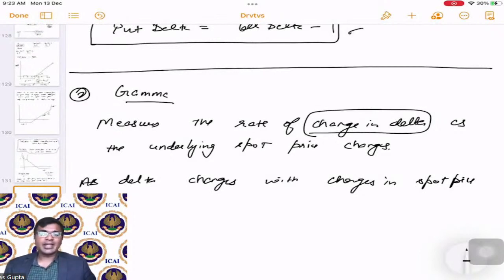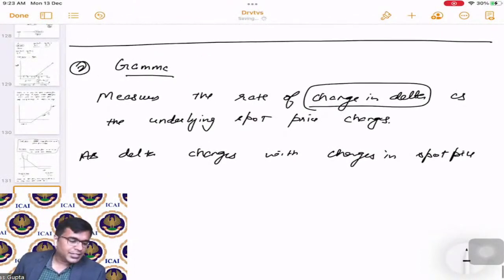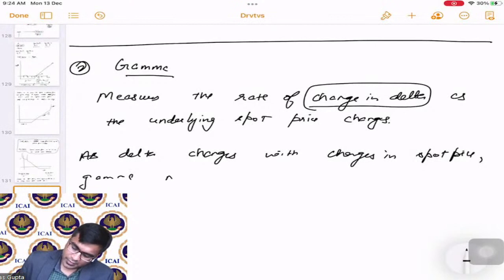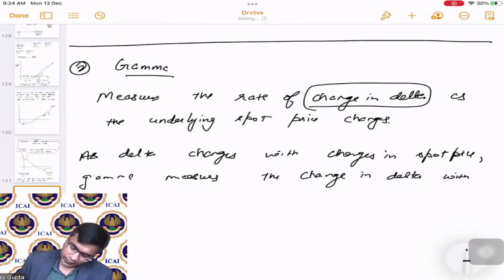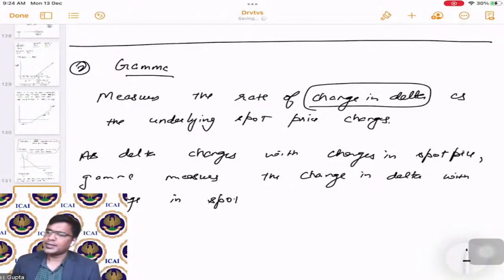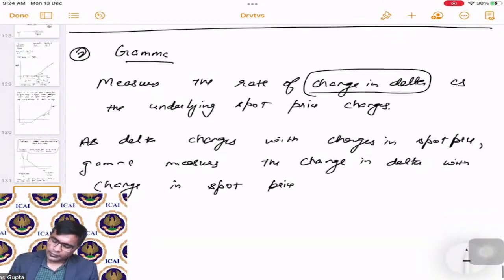Because if it is out of the money, it will be 0. If it is in the money, it will become 1. If it is at the money, it will be slightly 0.5, correct? As the delta changes with the changes in spot price, gamma measures the change in delta with change in spot price. Okay, very easy, very simple.